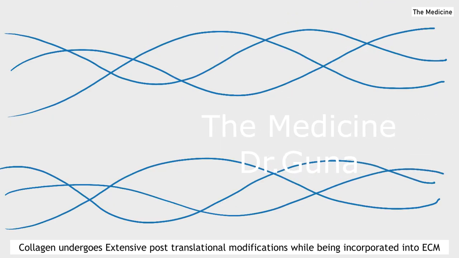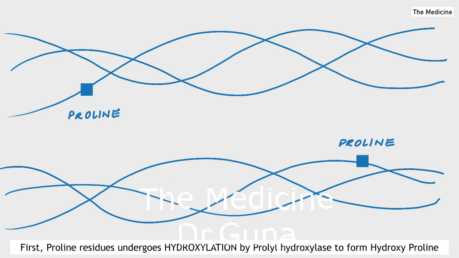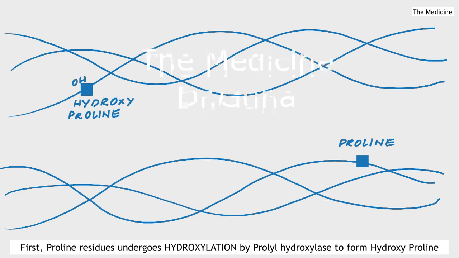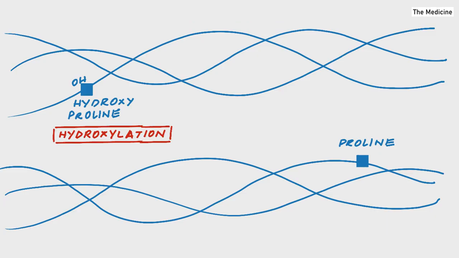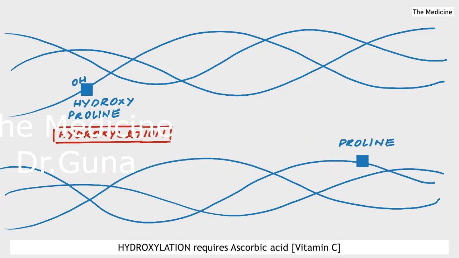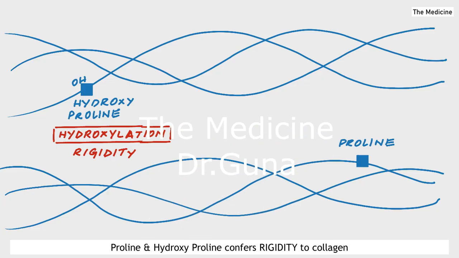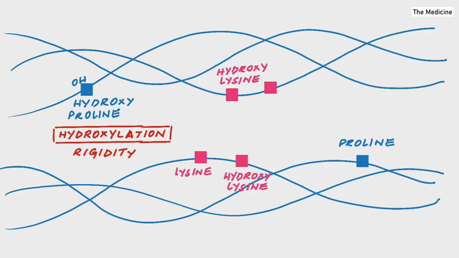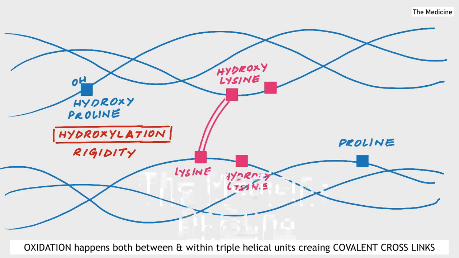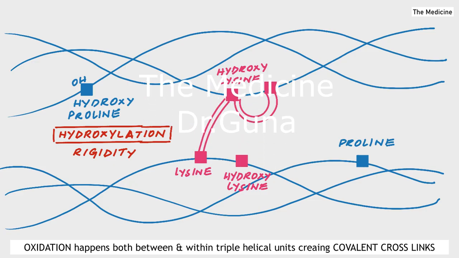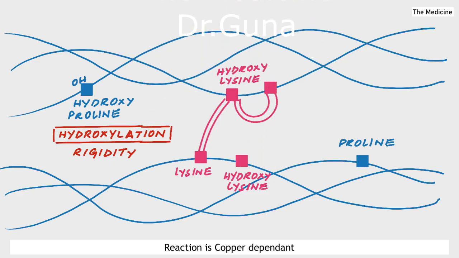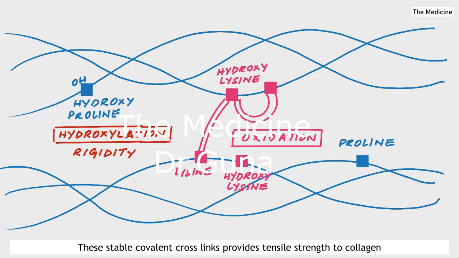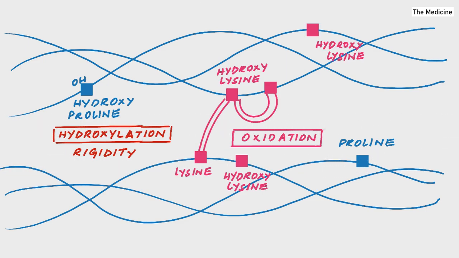Collagen undergoes extensive post-translational modifications while being incorporated into ECM. First, proline residues undergo hydroxylation by prolyl hydroxylase to form hydroxyproline. Hydroxylation requires ascorbic acid, vitamin C. Proline and hydroxyproline confer rigidity to collagen. Next, lysine and hydroxylysine residues undergo oxidation by lysyl oxidase. Oxidation happens both between and within triple helix units, creating covalent cross links. This is copper dependent. These stable covalent cross links provide tensile strength to collagen.